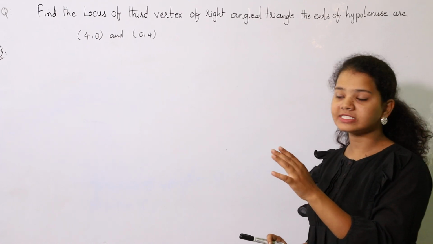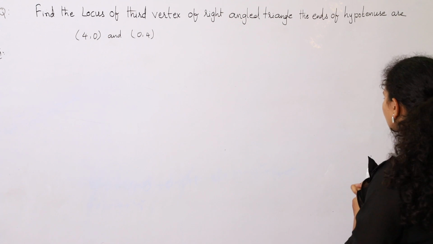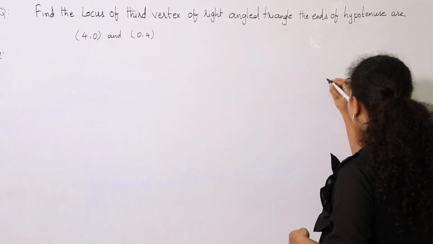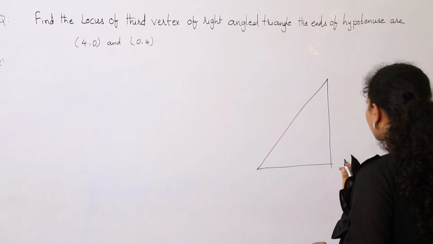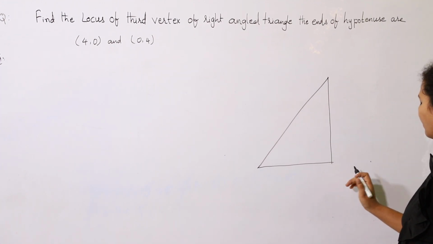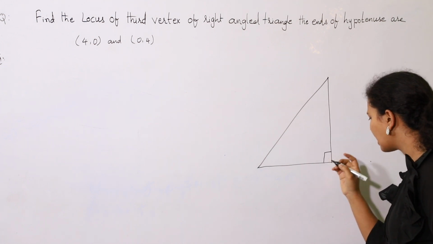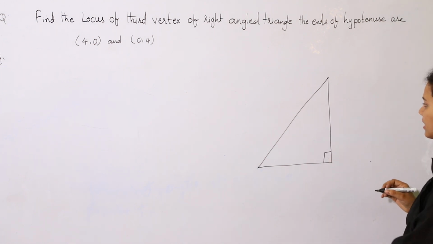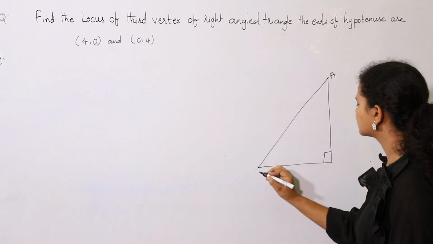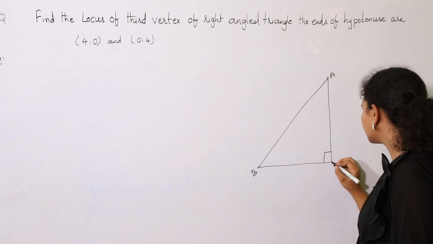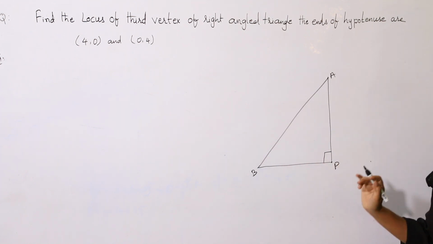Before going to this, let us first draw the right angled triangle. We know a right angled triangle looks something like this, where one angle of the triangle is 90 degrees. Here this will be the point A, the second vertex, and let this be point P, the third vertex.